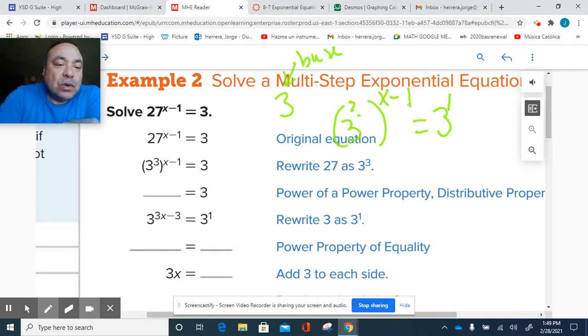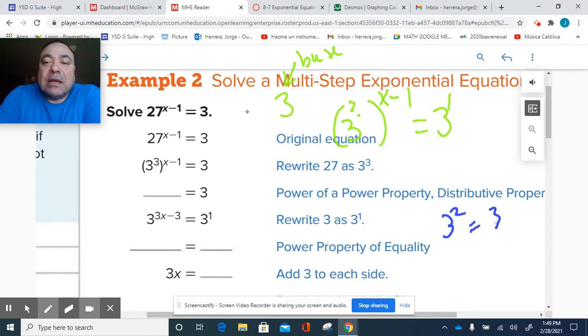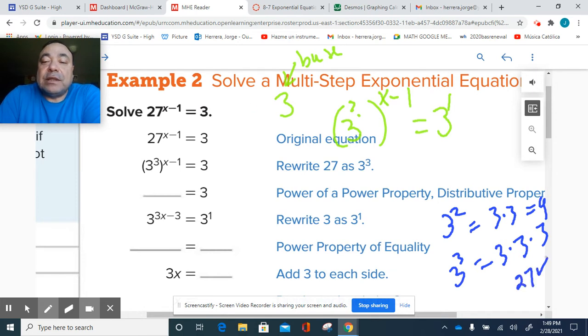Okay, so we try different things, guys. Let's try it on the side. So 3 to the second power, that's 3 times 3, which is 9. Oh, that's too low. It's not 27. What about 3 to the third power? Well, that's 3 times 3 times 3. 9 times 3 is 27. This is it right there.